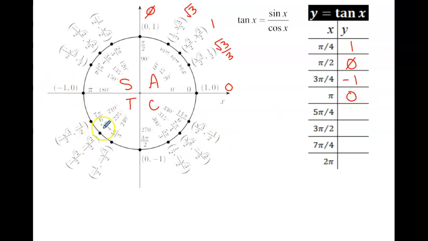5 pi over 4 is quadrant 3. Tangent is positive in quadrant 3. That's a positive 1. 3 pi over 2 is quadrantal along the negative y-axis. Negative 1 divided by 0 is undefined. So we're going to have vertical asymptotes at pi over 2 and 3 pi over 2, just like for the secant function. Then at 7 pi over 4, we're in quadrant 4, where tangent is negative, so that's a negative 1. And at 2 pi, positive x-axis, tangent there is 0.